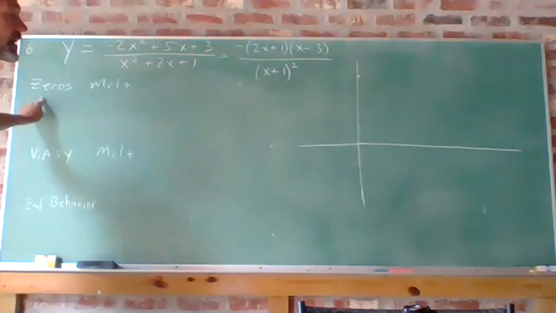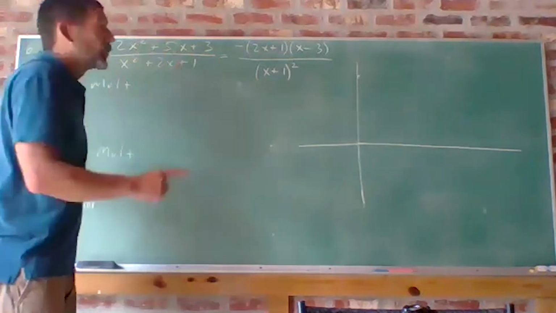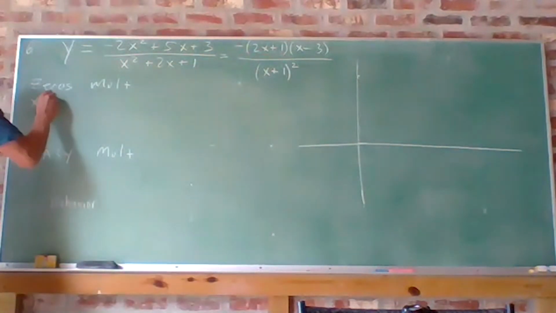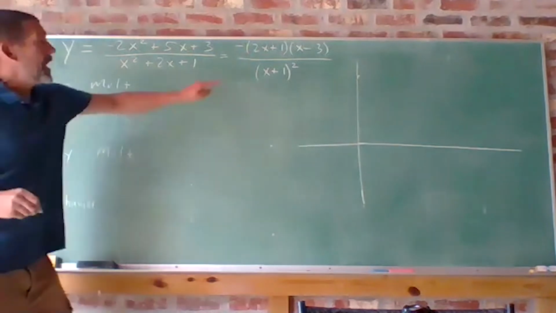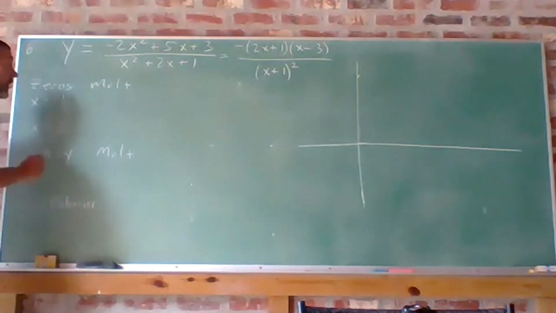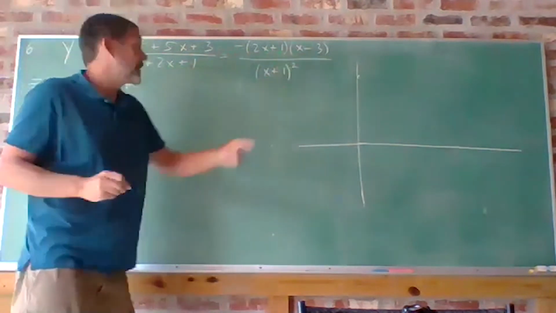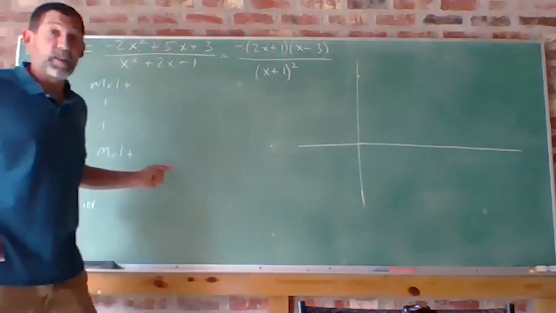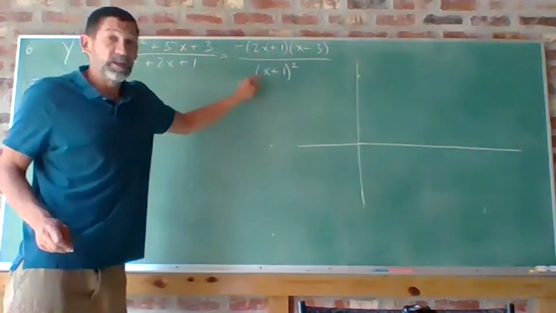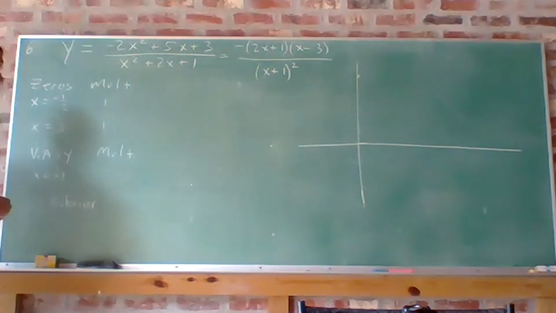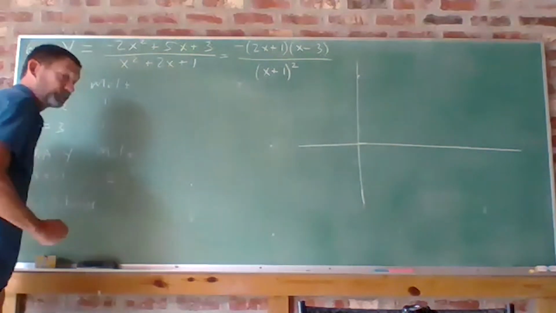The zeros are the values, remember, that make the upstairs, the numerator, 0. 2x plus 1 is the factor. The 0 is x equal negative 1/2. X minus 3 is the factor, so the 0 is x equal 3. The multiplicity for each of those is 1. The vertical asymptotes occur when the denominator is 0. X plus 1 is the factor, so that vertical asymptote is x equal negative 1, and its multiplicity is 2.